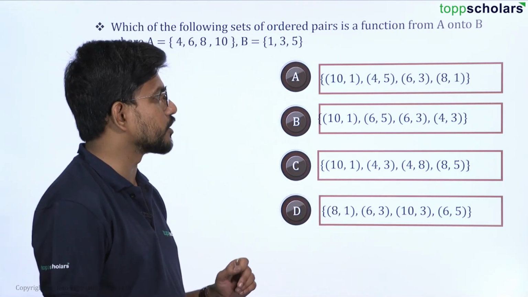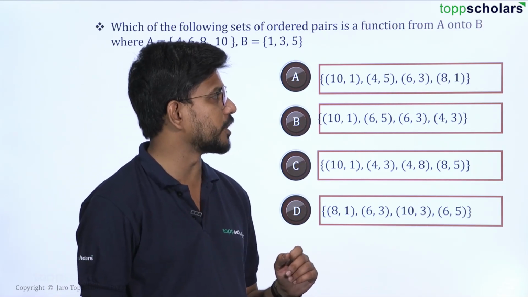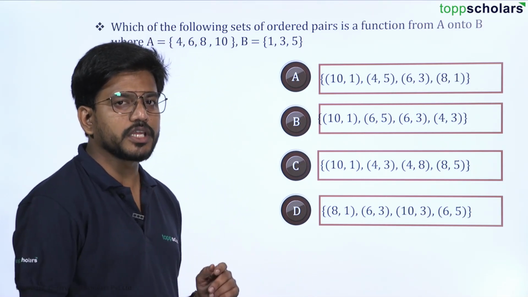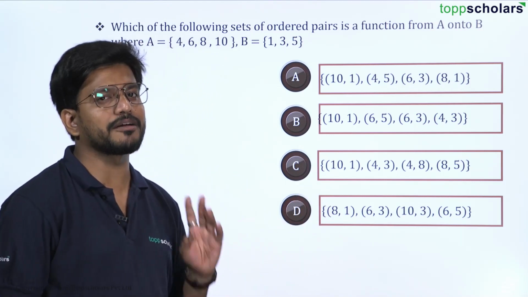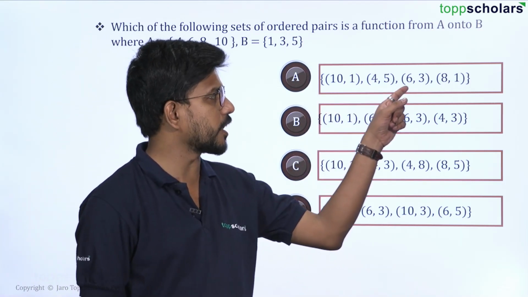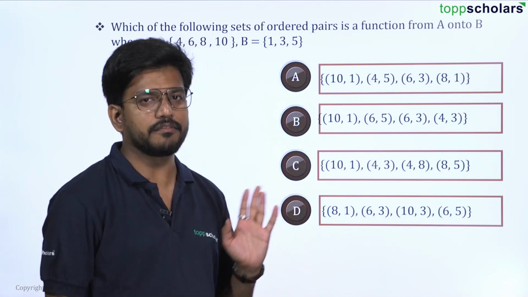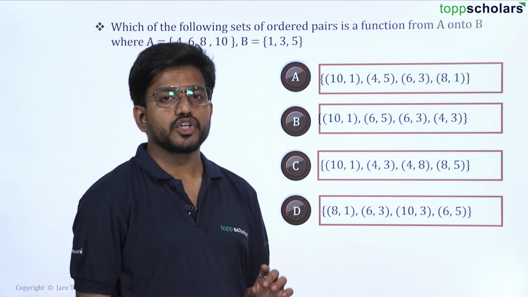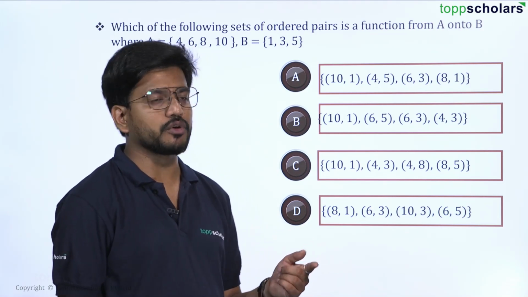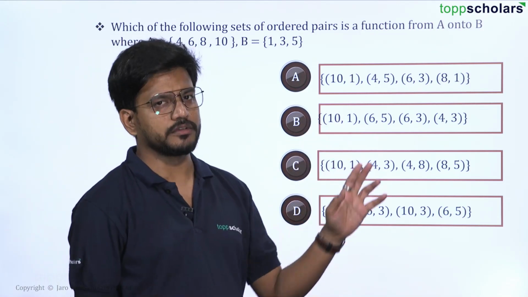First option is 10, 1, 4, 5, 6, 3, 8, 1. So over here my X's are 4, 6, 8, 10 and all are mapped. See, 10 is mapped, 4 is mapped, 6 is mapped, 8 is mapped. Everyone is mapped, right? Okay. Now they are mapped to some elements in the codomain 1, 5, 3, 1, right?